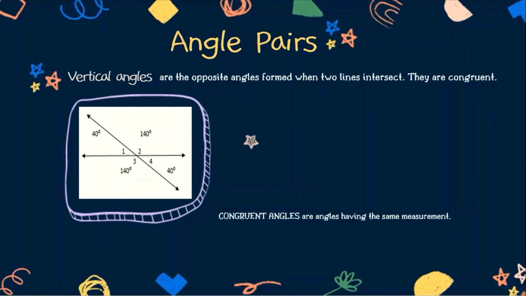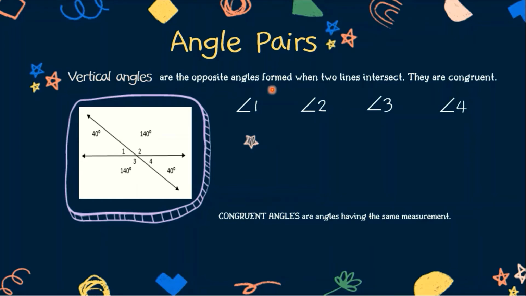Ito yung ating example. Vertical angles are formed when two lines intersect. Ito yung unang line at ito naman yung pangalawang line. When two lines intersect, we're able to form four angles. And two of them are vertical to each other. We have angle 1, angle 2, 3, and 4.